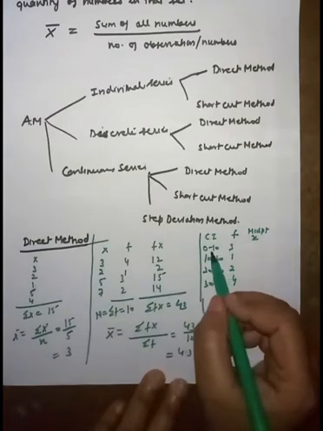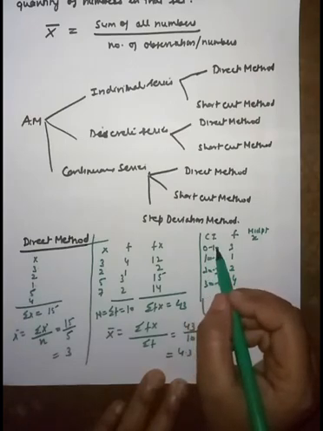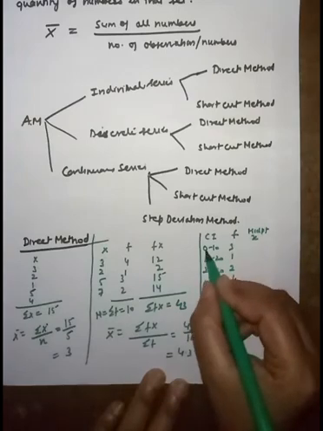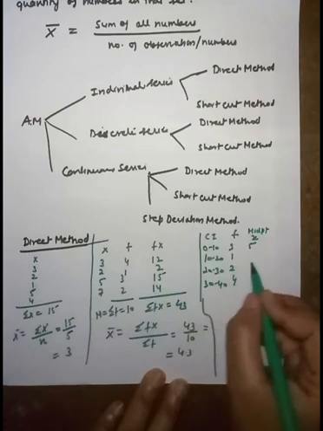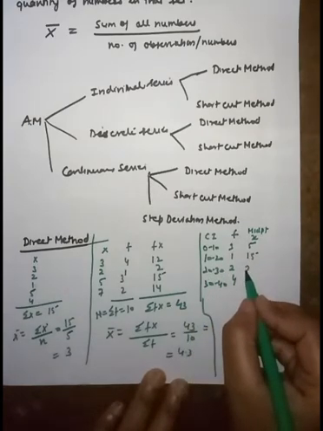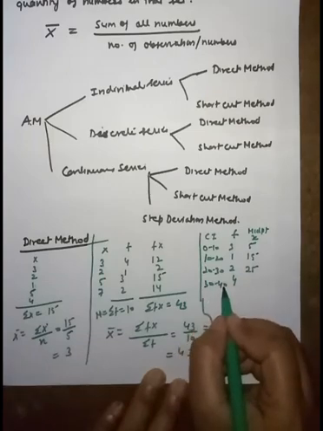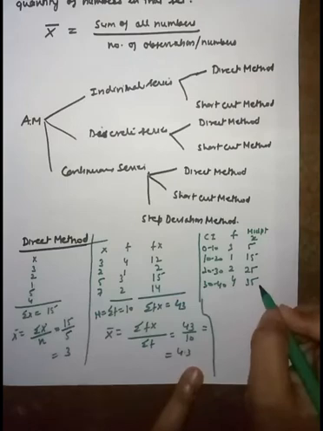How to find the midpoint? You add both the lower limit and upper limit of the class interval and divide by 2. So here, 0 plus 10 divided by 2 means 5, 10 plus 20, 30 upon 2 means 15, 20 plus 30, 50 upon 2 means 25, and 30 plus 40 by 2 means 35. So here the midpoint is this one.